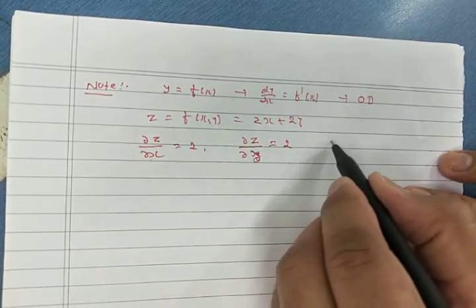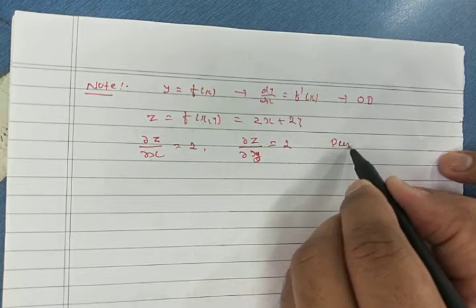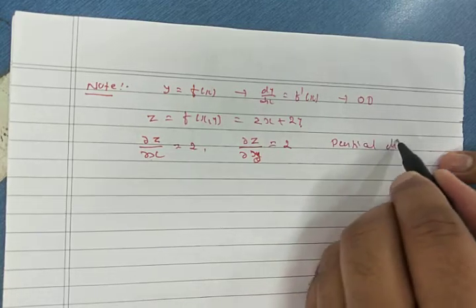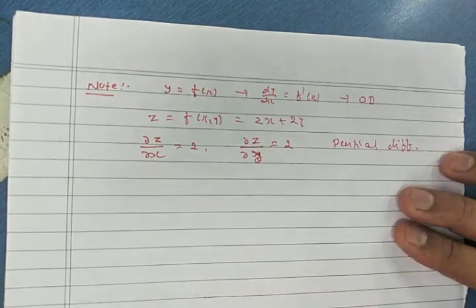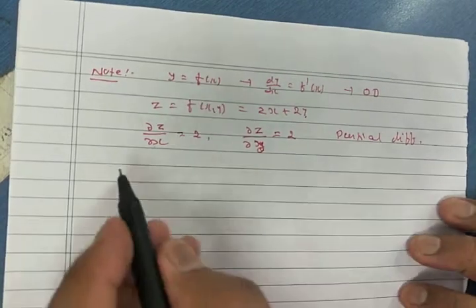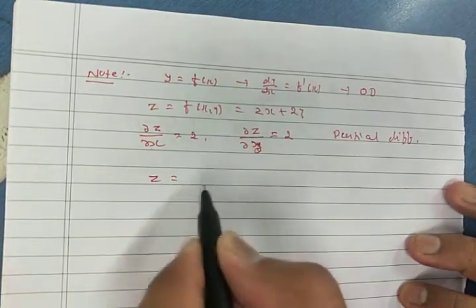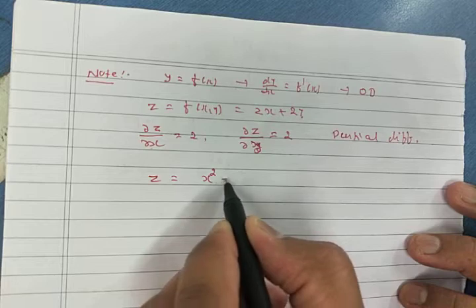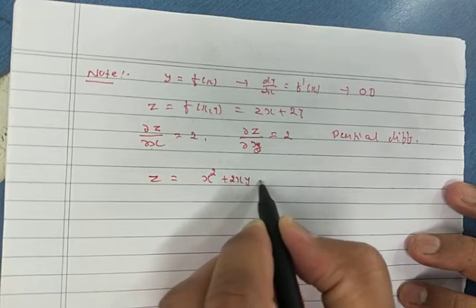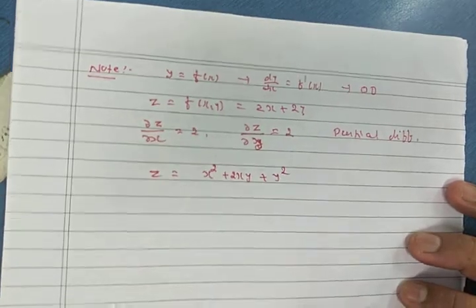Such a differentiation is called partial differentiation. Clear? Now, consider z is equal to x square plus 2xy plus y square, which is a function of x and y.